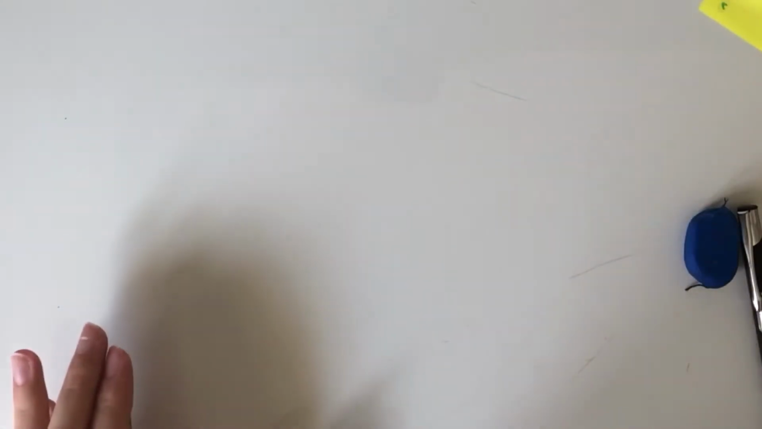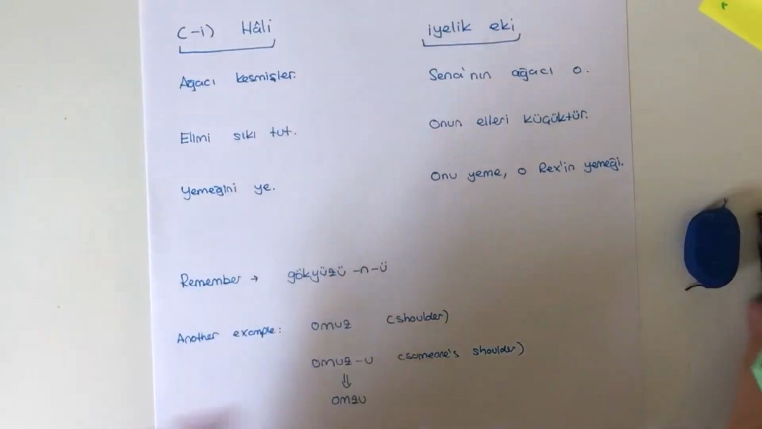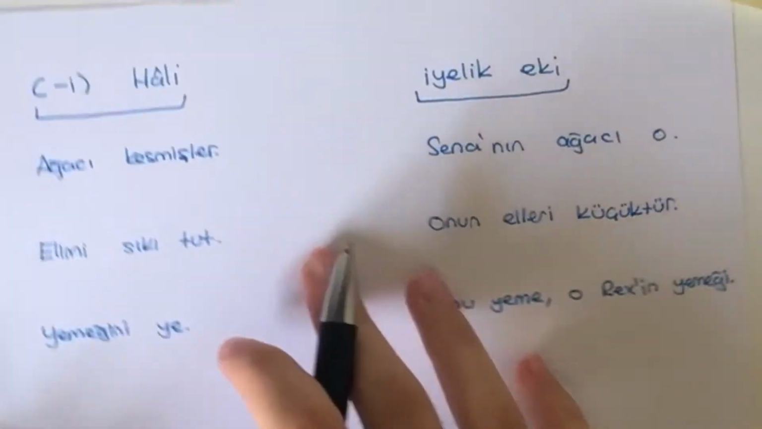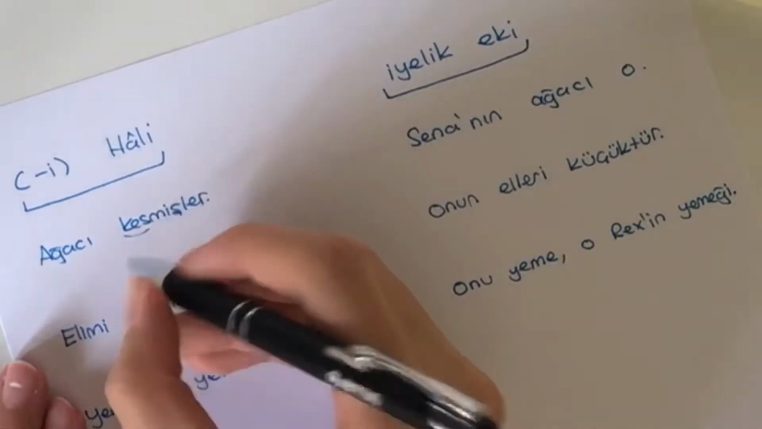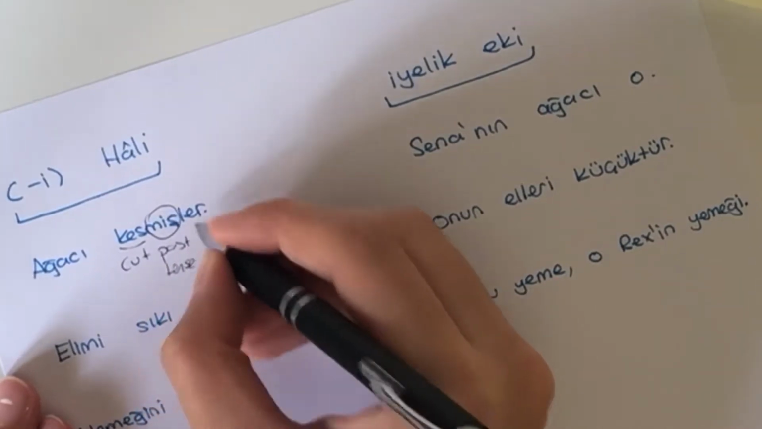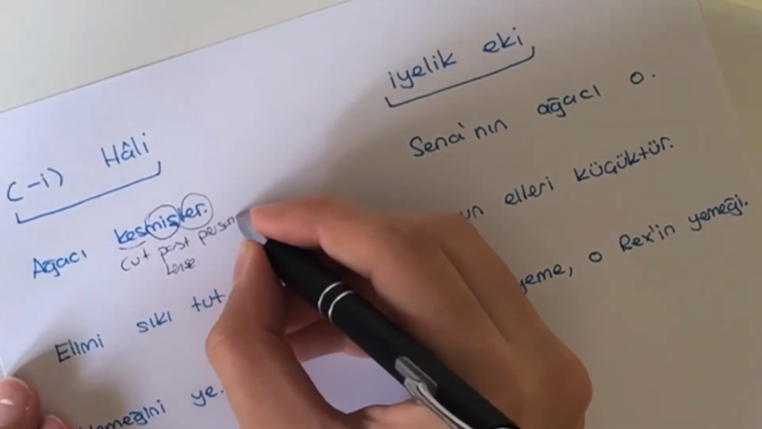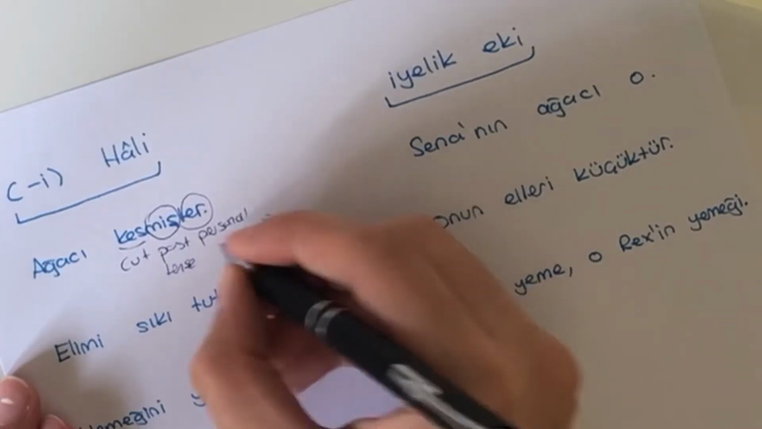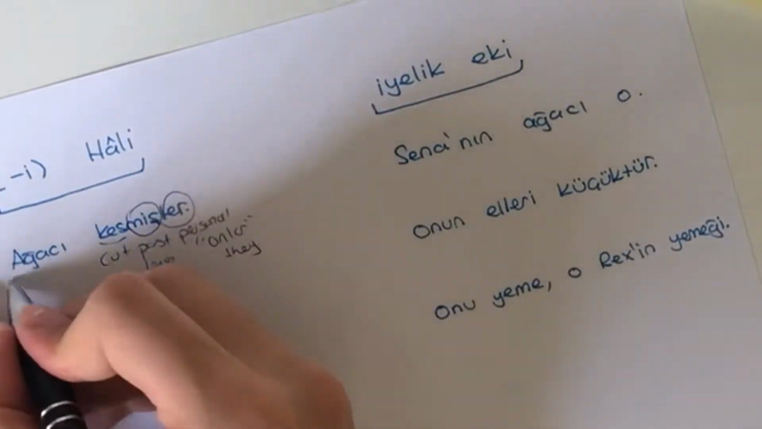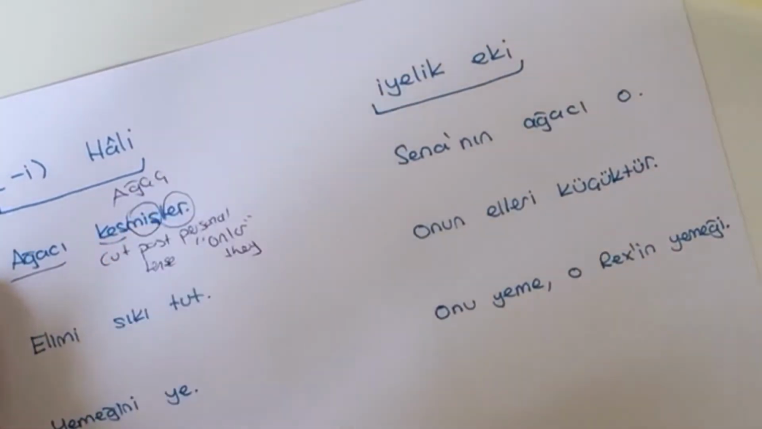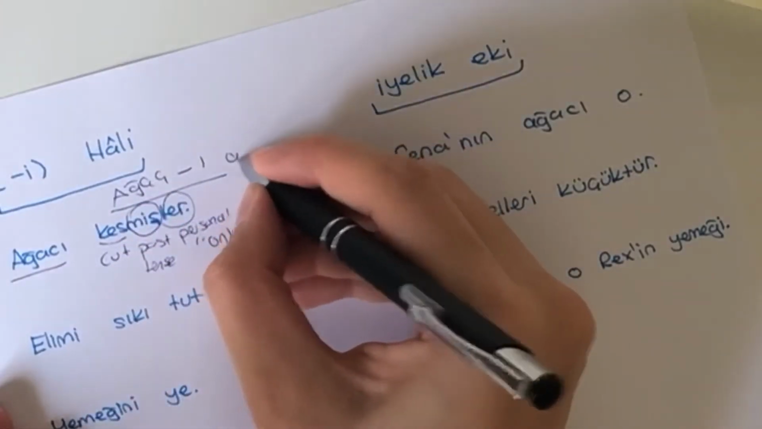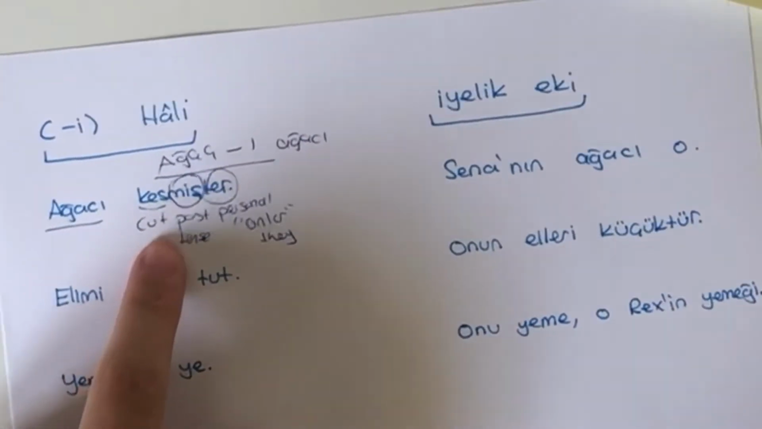I'm going to talk about the final page now so you can really differentiate what is what. So, ağacı kesmişler. Kesmek means to cut. Miş is the past tense suffix. Ler is the personal suffix of onlar. And onlar is they. So this says they cut the tree. Ağaç means tree and it gets I because of the a. Ağacı kesmişler. So here I know that they cut the tree.